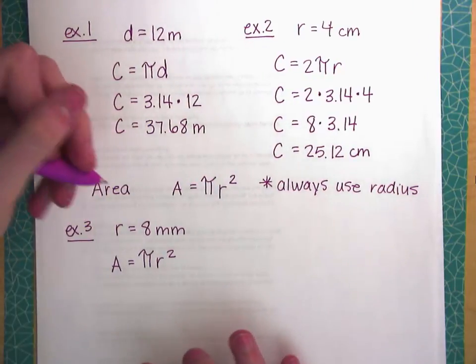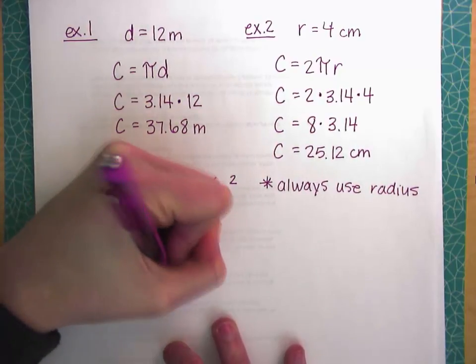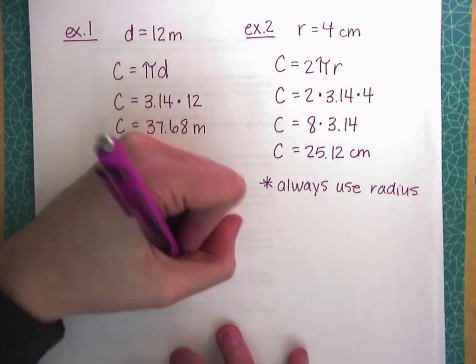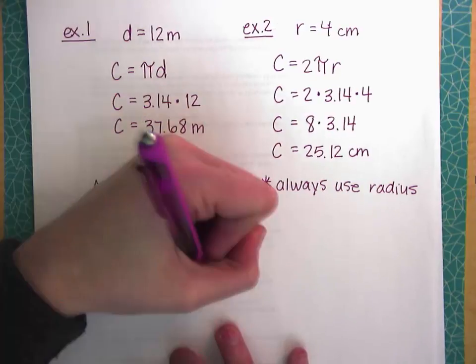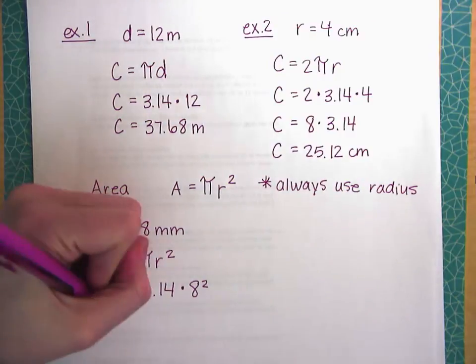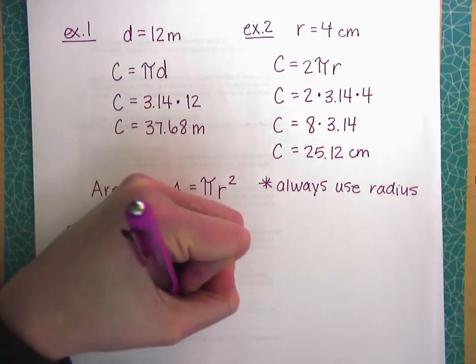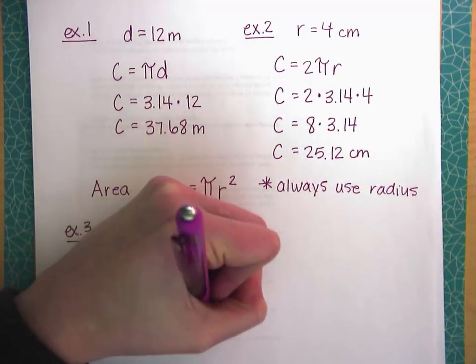So what's my value for pi? 3.14. And what's my radius? 8 squared. So it's going to be 8 squared. Okay? 8 times 8. Whenever you square a number, it's that number times itself. Okay? Michaela, what is 8 squared? 64.